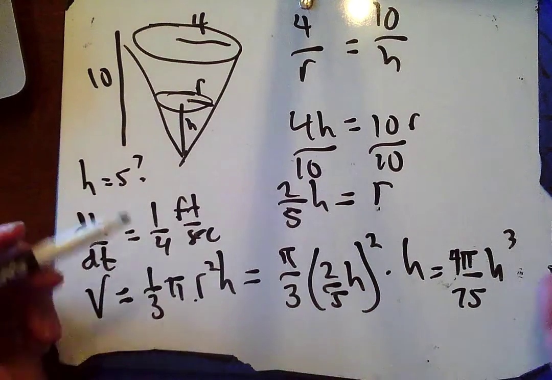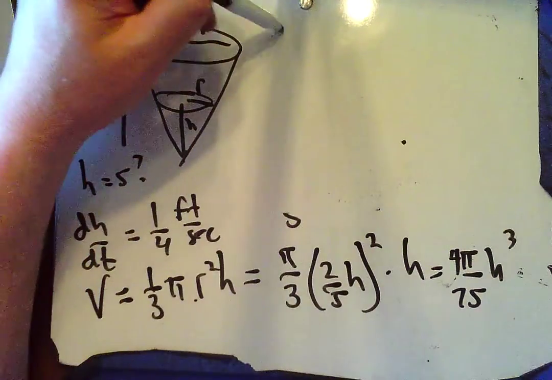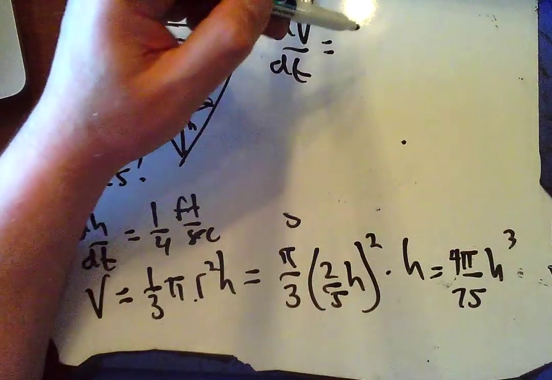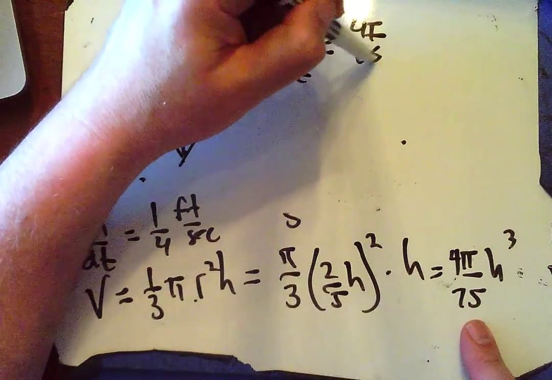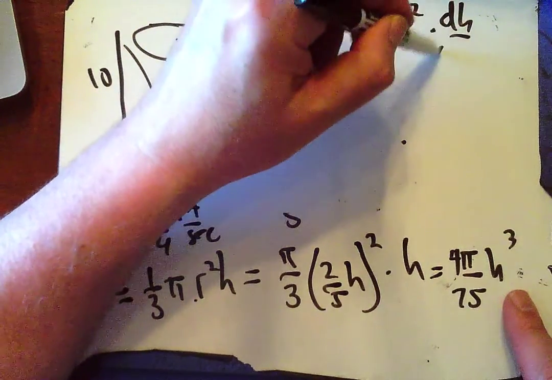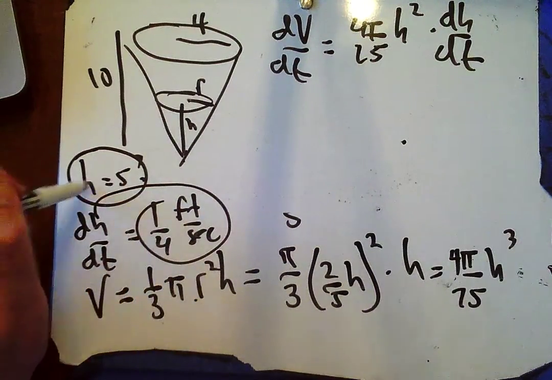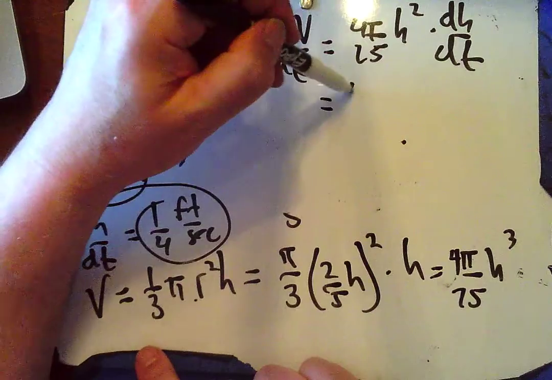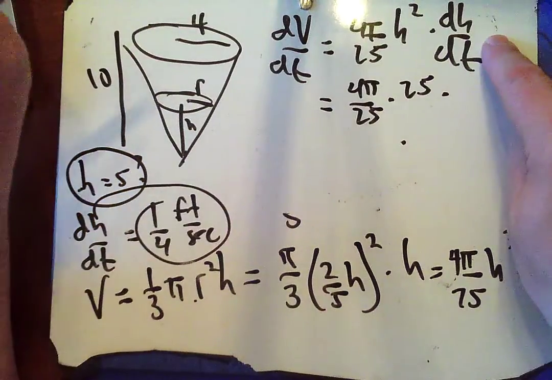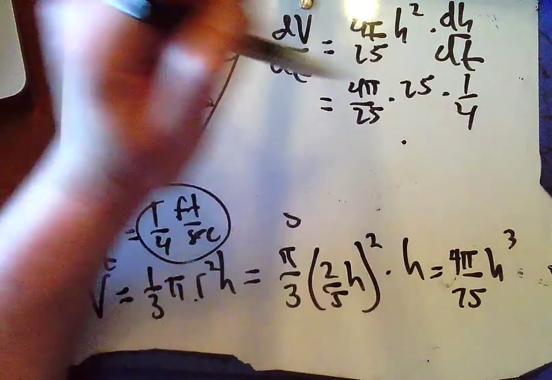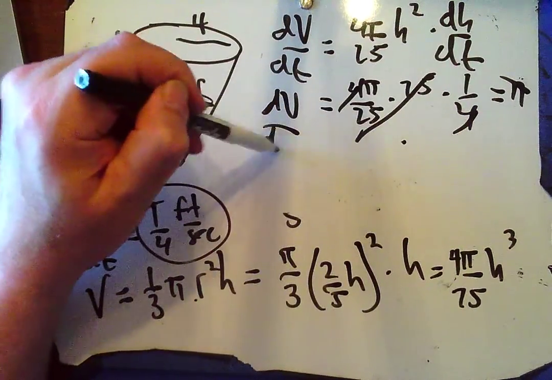There's our volume. If we take the derivative of this with respect to time, we're going to have dV/dt equals, the 3 will come down and cancel, 4 pi over 25 h squared. Don't forget the dh/dt. Now we're ready to plug in the changing quantity and the dh/dt. So I've got 4 pi over 25 times h squared, which is 25, times dh/dt, which is 1/4. Well, isn't that tidy? Pi. dV/dt is pi.